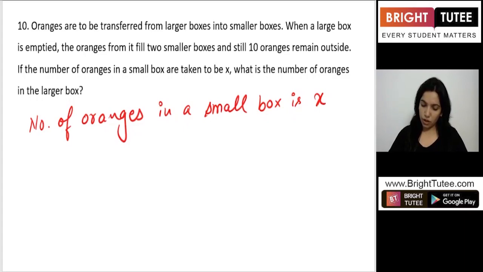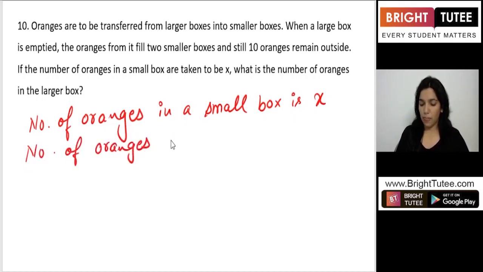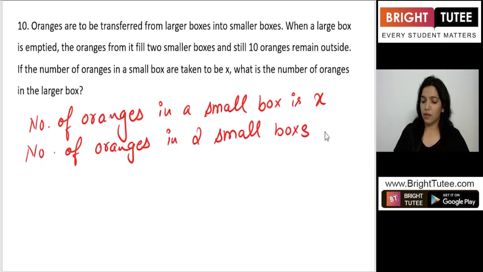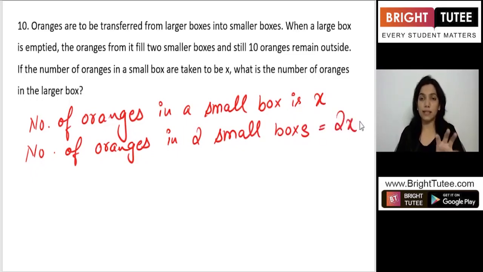Now what do we need to write? Now we need to write the number of oranges in 2 small boxes. So if the number of oranges in a box, a box means 1 box, right? So now the number of oranges in 2 small boxes will be 2x. If the number of oranges in 1 box is x, then in 2 boxes it will be 2x, right?